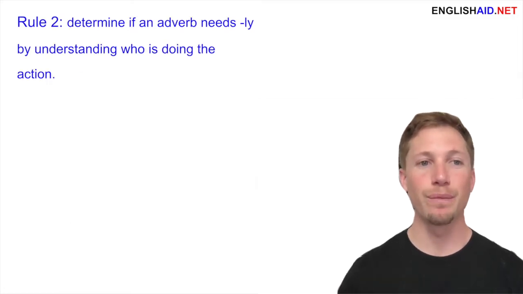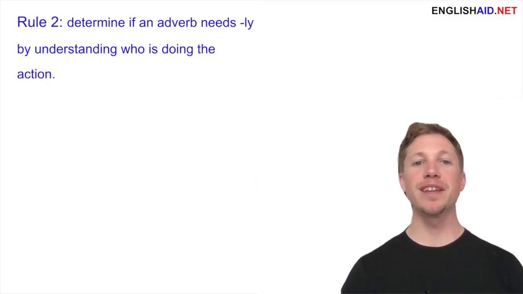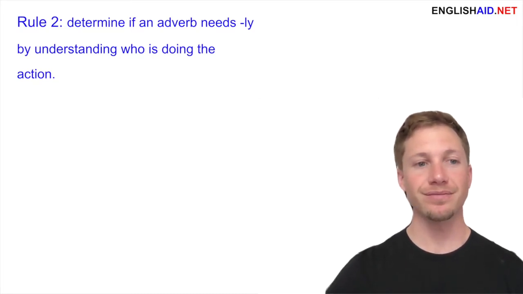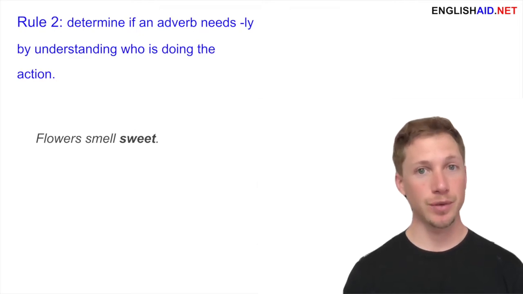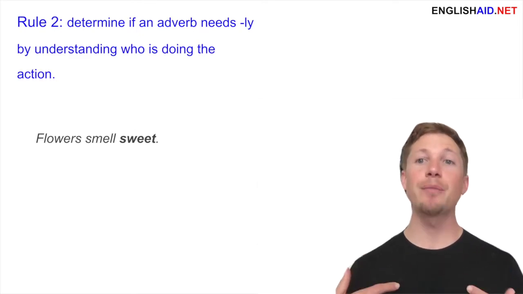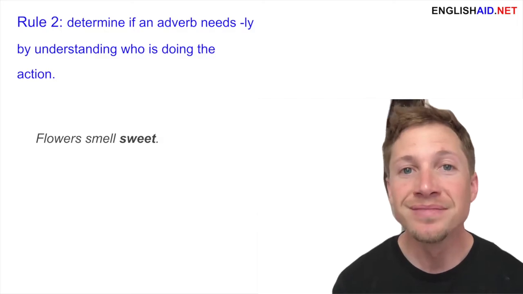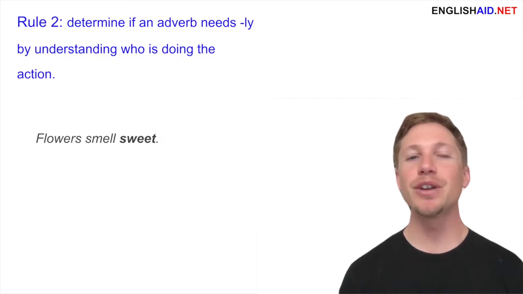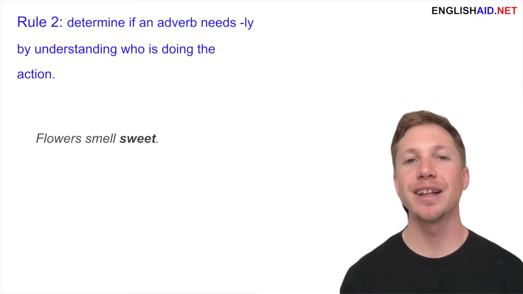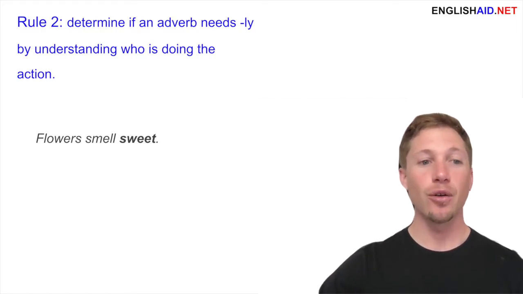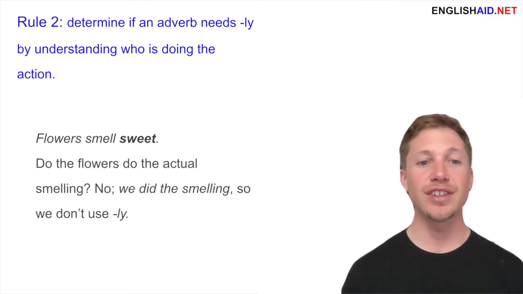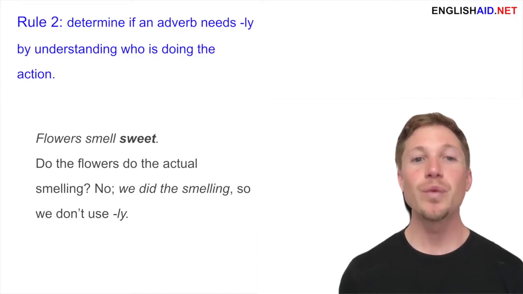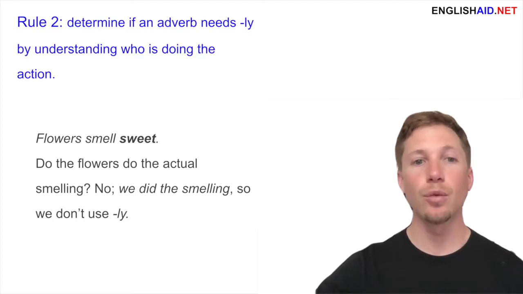Now, rule number 2. Determine if an adverb needs ly by understanding who is doing the action. Flowers smell sweet. Now, I'm the one saying this because I'm the one who actually was smelling the flowers. We know that flowers don't have noses and they're not smelling. So we don't add ly. So you ask yourself, do the flowers actually do the smelling? And in this case, no, because flowers don't have a nose. We did the smelling, so we don't use ly.